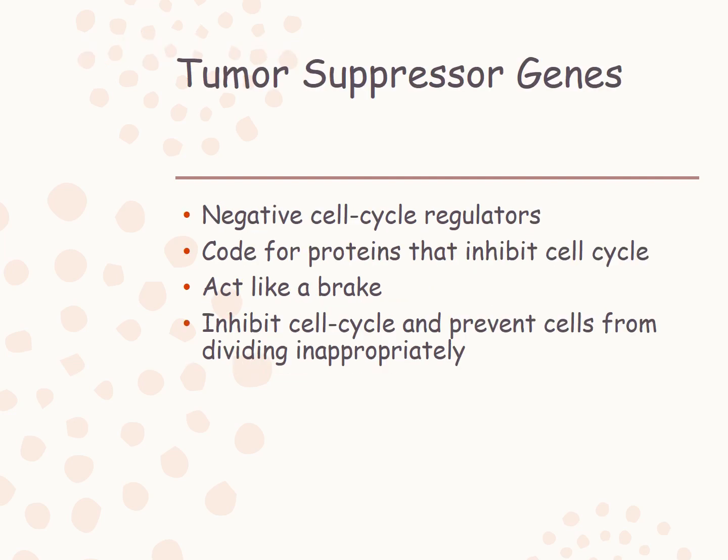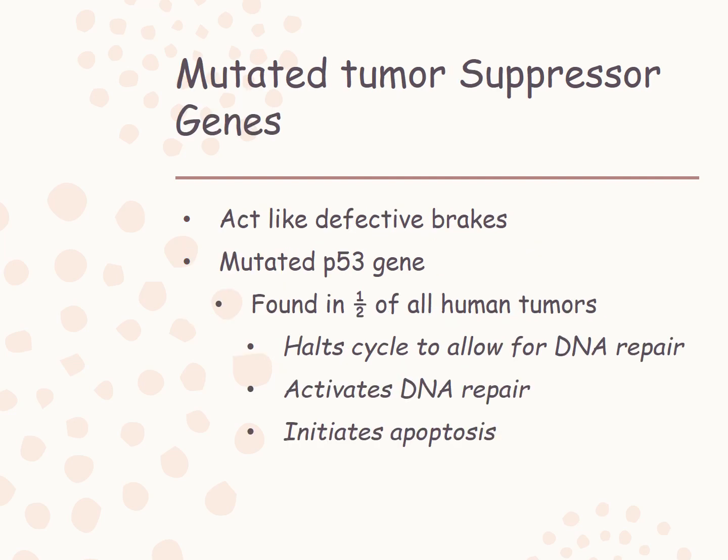Tumor suppressor genes are negative cell cycle regulators. Tumor suppressor genes code for proteins that inhibit the cell cycle. This acts like a brake in your car. Tumor suppressor genes prevent cells from dividing inappropriately. A mutated tumor suppressor gene acts like defective brakes.